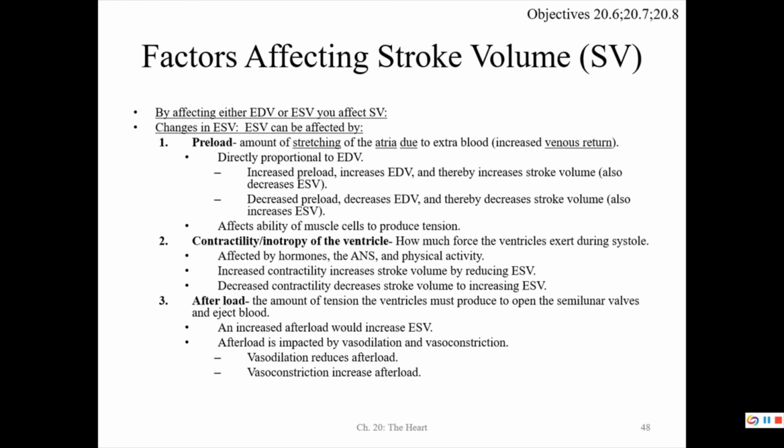Afterload would be the rock hitting the can. Now, if the can's full, it might not be able to knock it over because there was too much afterload. And if the can was empty, it might be easy to knock it over because there was less afterload. Okay? So, very important factors affecting stroke volume.